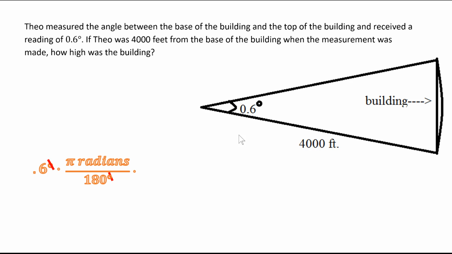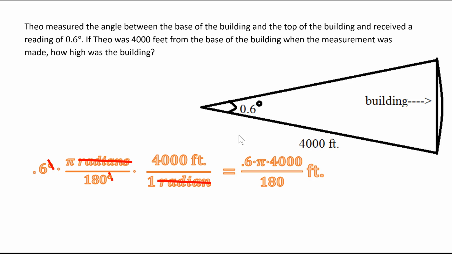And so that will cancel the degrees. So now we're at radians, and to change radians to feet, we know there are 4,000 feet in 1 radian. So that unit multiplier will cancel the radians. And now we just multiply 0.6 times pi times 4,000 over 180, and that's about how tall the building is, 41.89 feet. That's actually the measure of the arc, like I said, but it's very close to what the building is, because this angle's so tiny. When you're dealing with a tiny angle, the arc and that straight line are very, very close.